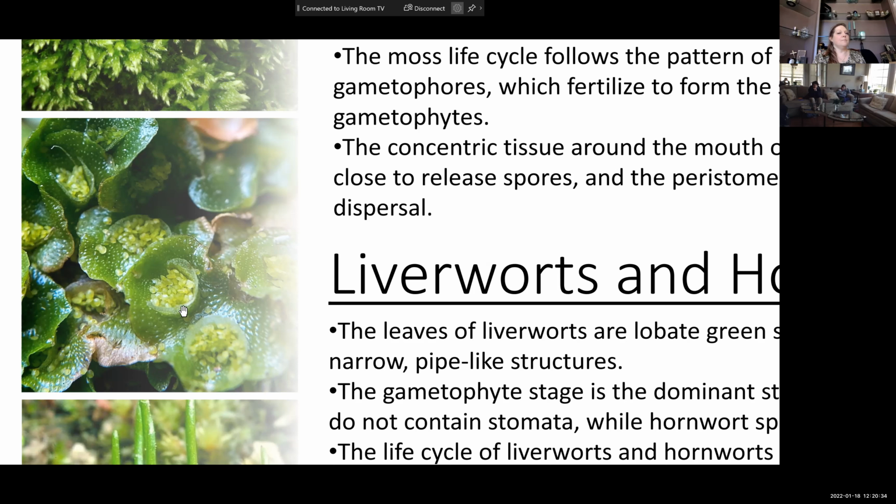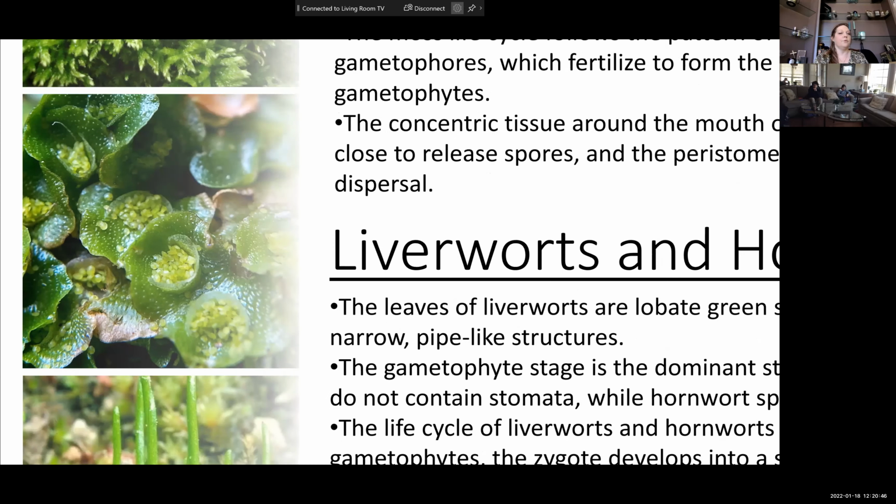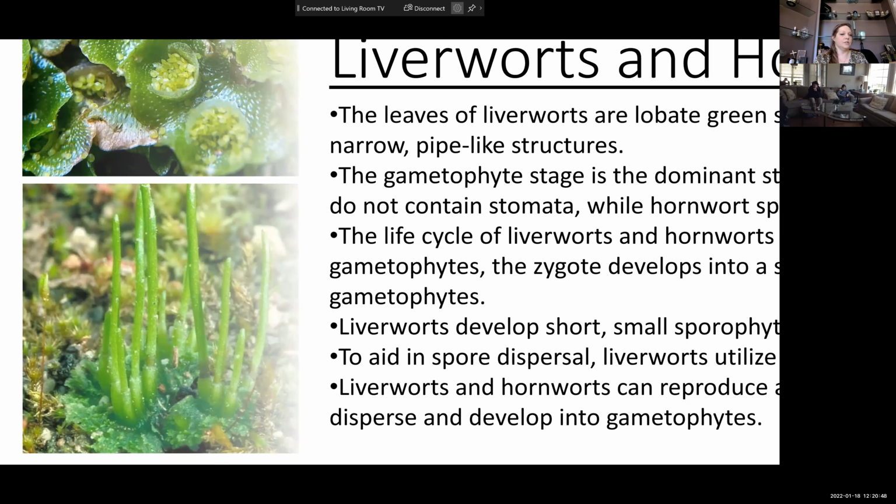So when it rains, think about what happens. The rain hits them, and where do the little spores go? Right? That's how they spread their spores. That's how they reproduce. It's really, really kind of cool. That's a hornwort, so it's a little different.